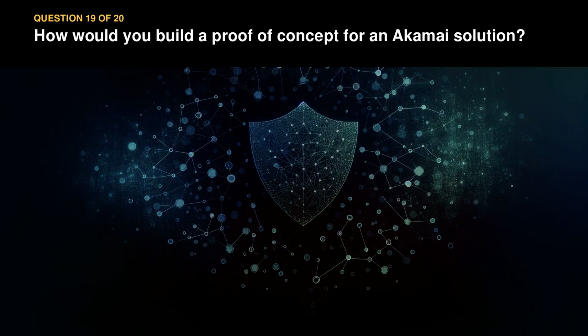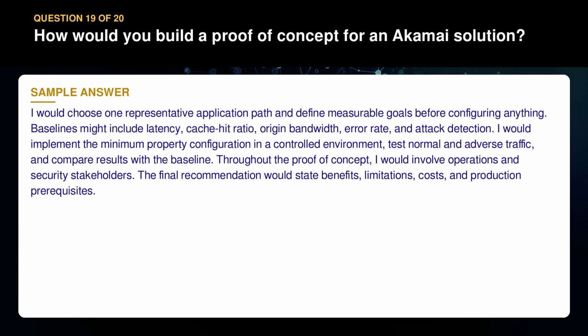Question 19. How would you build a proof of concept for an Akamai solution? I would choose one representative application path and define measurable goals before configuring anything. Baselines might include latency, cache hit ratio, origin bandwidth, error rate, and attack detection. I would implement the minimum property configuration in a controlled environment, test normal and adverse traffic, and compare results with the baseline. Throughout the proof of concept, I would involve operations and security stakeholders. The final recommendation would state benefits, limitations, costs, and production prerequisites.